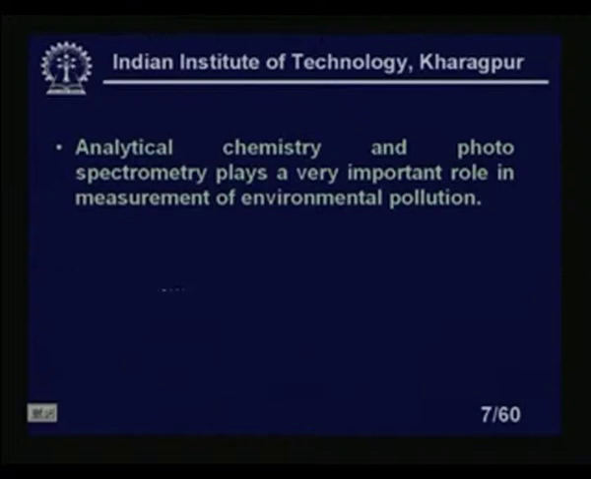Analytical chemistry and spectrometry play a very important role in the measurement of environmental pollution. These are the most important things we usually measure. Spectrometry plays an important role in measuring or quantifying pollution. We are talking just qualitatively, but we must quantify it. Otherwise, how will I know whether it is 10 to 17 milligram per meter cube, or whether it does not cross the 120 milligram per meter cube.